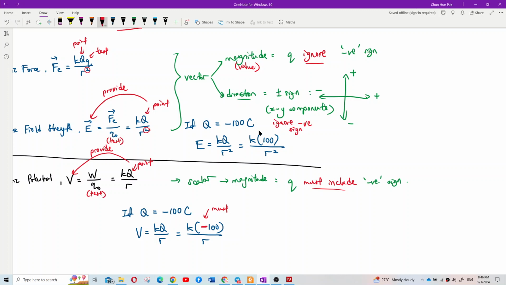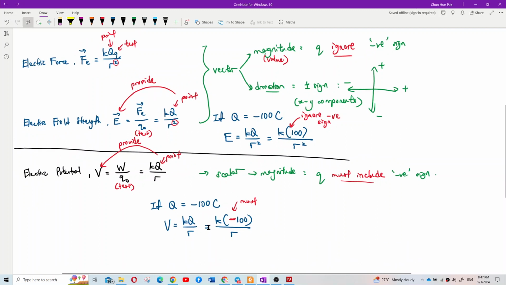So for this one, the charge ignores the negative sign. This is what I mean. If asked to find electric field strength, we ignore the negative sign of the charge. But if we want to find electric potential, which is a scalar quantity, and the charge has a negative sign, you must include the negative sign.